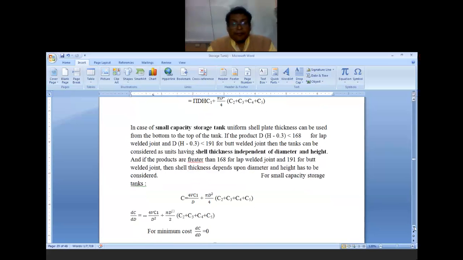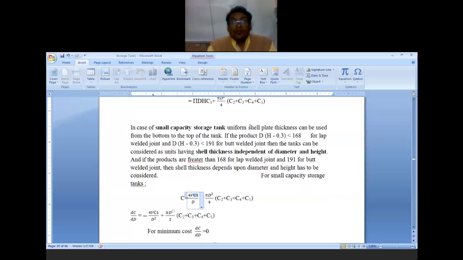Now depending on the dimensions, that is whether it's a small capacity or a large capacity, certain costs are going to vary. The cost of the fabricated shell is going to vary if the tank size is small or if the tank size is big. So this C1 cost is going to vary or be affected.